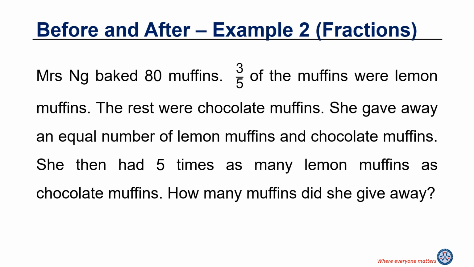Mrs. Ng baked 18 muffins. 3/5 of the muffins were lemon muffins. The rest were chocolate muffins. She gave away an equal number of lemon muffins and chocolate muffins. She then had 5 times as many lemon muffins as chocolate muffins. How many muffins did she give away?